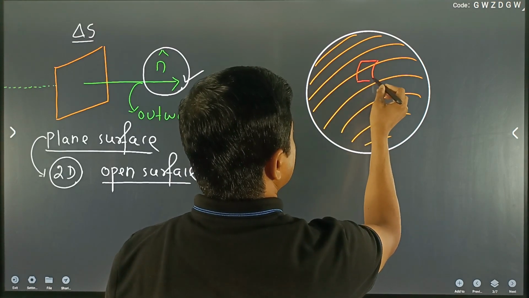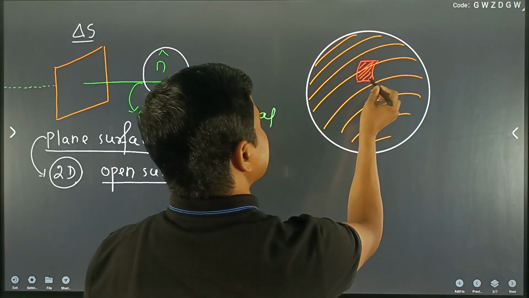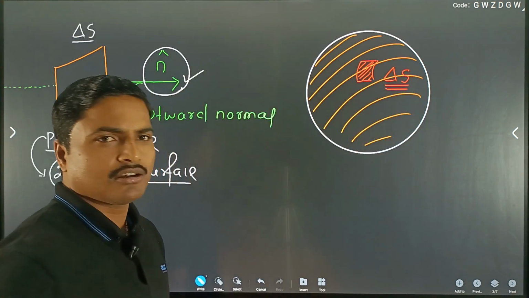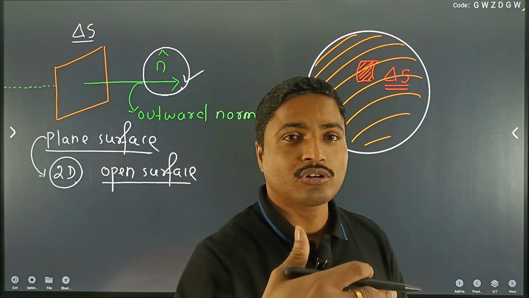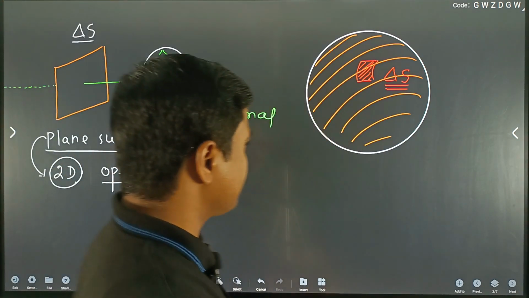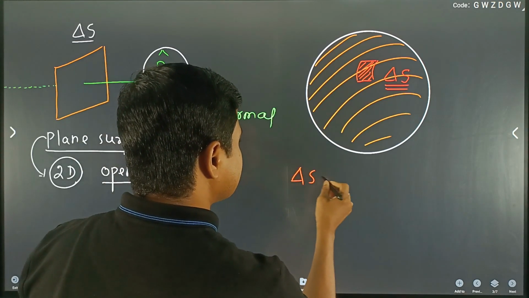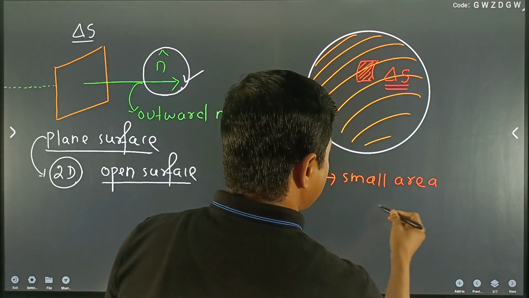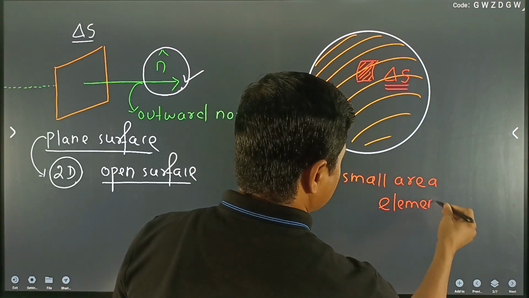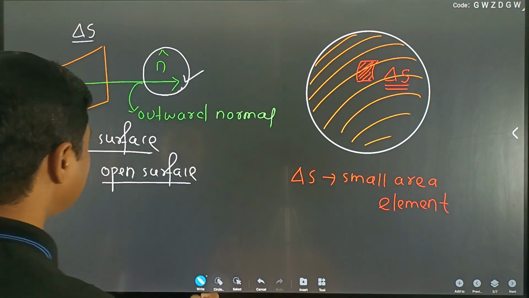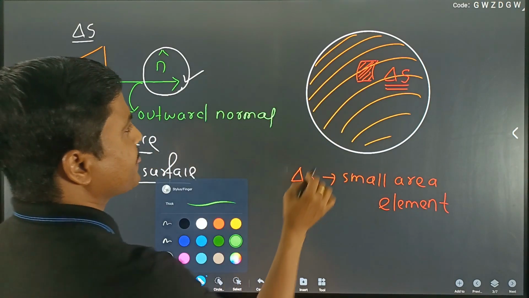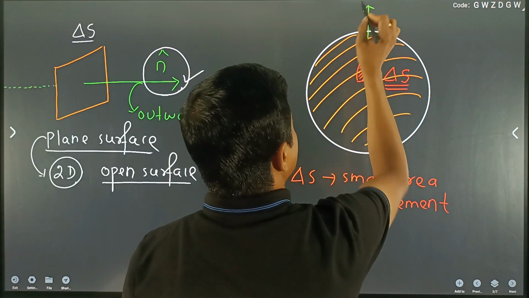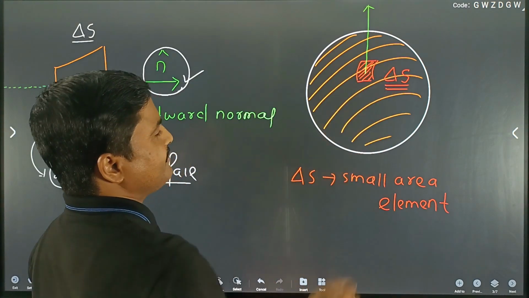We take a very small surface area, and this small surface area we write that is del S. Del S is the surface area, or that is also known as small area element. Here we write del S, that is small area element, and here we also draw an outward normal. Suppose this one is the outward normal from this small area element.